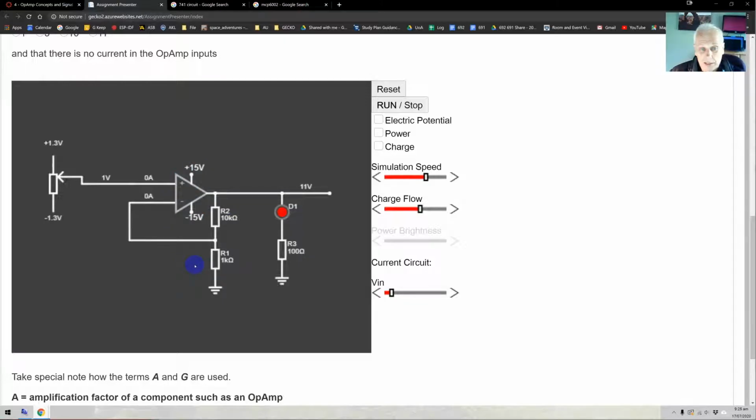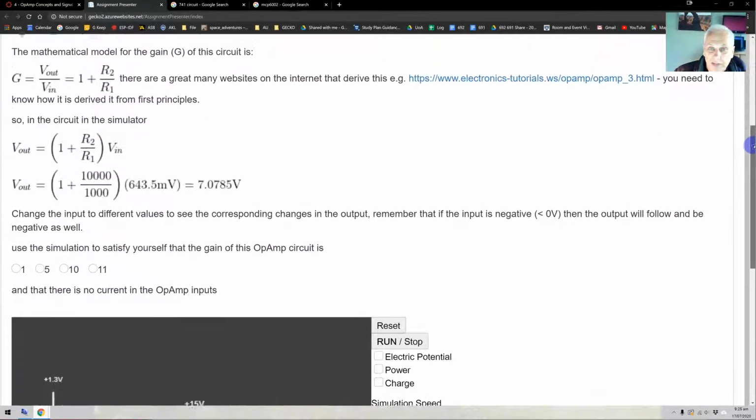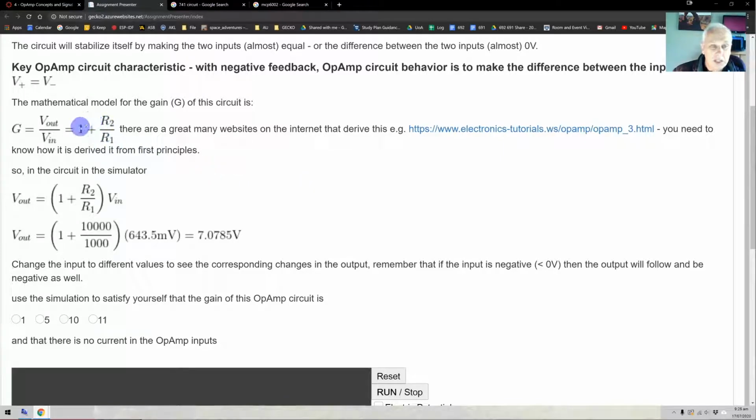Now I've done that in class and I've done another video on it. So what I've put up here is if you want even a little bit more feedback on how this circuit works and how this model was derived. I've already done it for you, but if you want to look at another source, here's one you can have a look at.